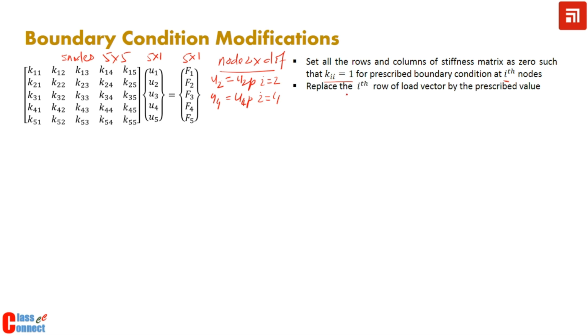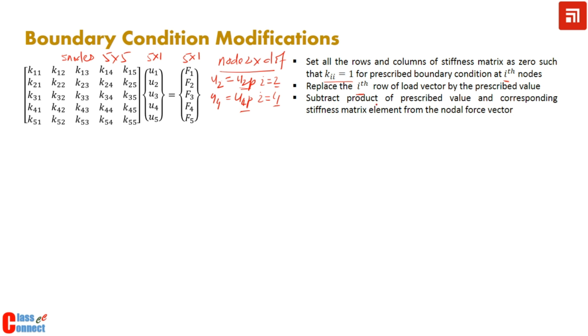In the second step, replace the ith row of the load vector by the prescribed value. That ith row, that is the second row of the load vector, is to be replaced with this prescribed value. The fourth is to be replaced with this prescribed value. Subtract the product of the prescribed value and the corresponding stiffness matrix element from the nodal vector. So we have to subtract the prescribed value and the corresponding element.